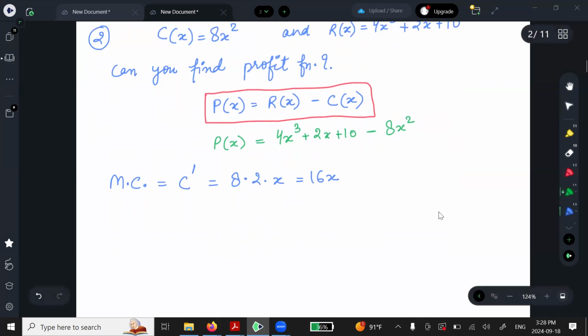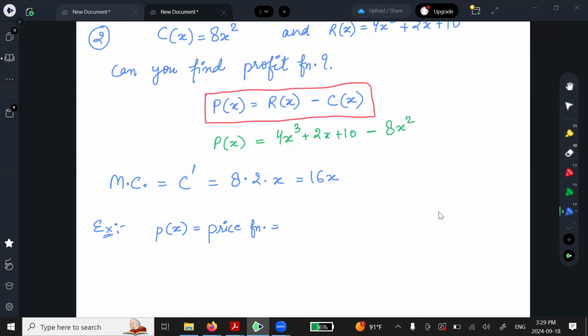That's when they'll give you the price function. This is not in this review, but it is an important question. That's why I'm gonna do it here. Example, okay? Suppose I give you a price function, a little p of x. Price function is given by 8 root x minus 3x squared.